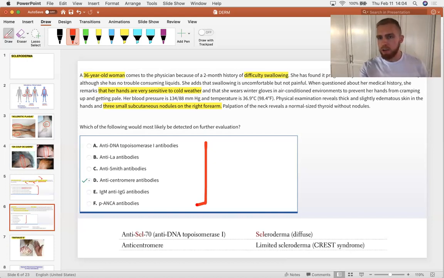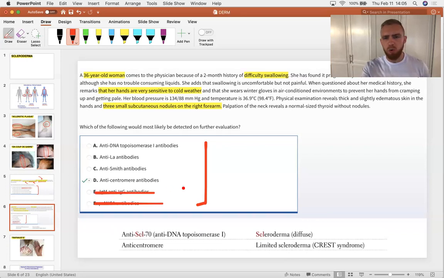So there are some characteristic antibodies when you work up the blood. And you can go ahead and cross everything off of this list that does not have to do with scleroderma, because this is, again, a pretty classic constellation of symptoms here in this stem. You can get P-ANCA off the list. That would be our pulmonary renal syndromes.